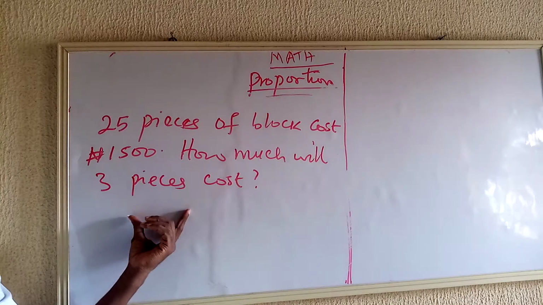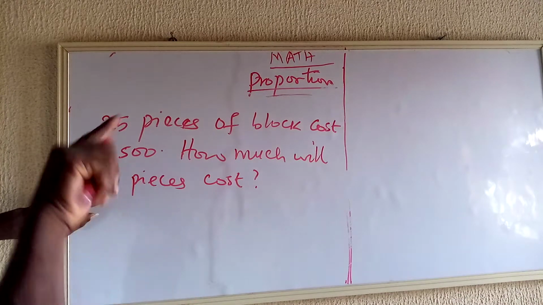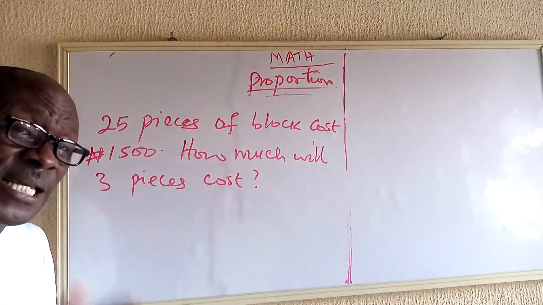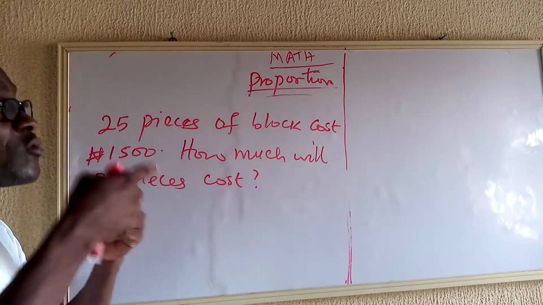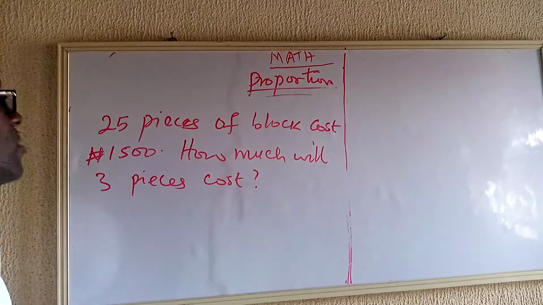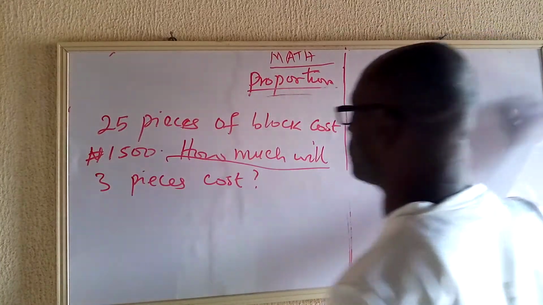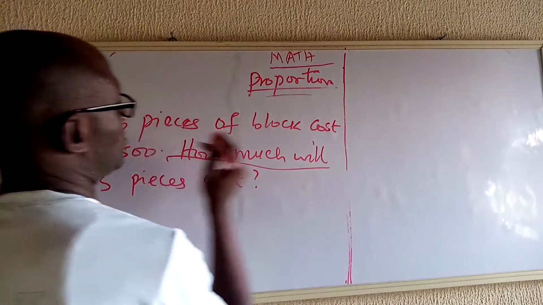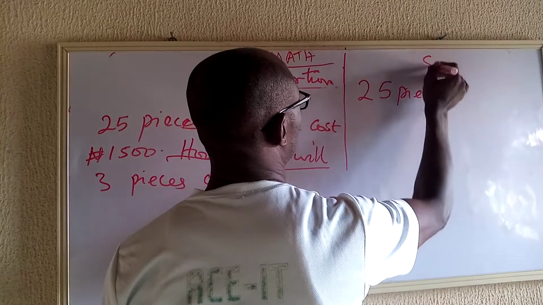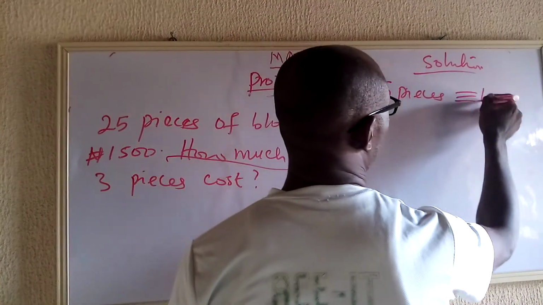So this is direct. Because decrease in the number of blocks from 25 to 3 will lead to decrease in the cost from 1,500 to a lesser amount, which we don't know yet. But this is a guide now. You have guided yourself that, okay, fine, it's going to be less than 1,500. So if you get any answer more than this, that means you are wrong somewhere. So let's go there and say, since I'm looking for cost, I will place cost on the right, while I will place pieces of block on the left. So 25 pieces cost 1,500 naira.